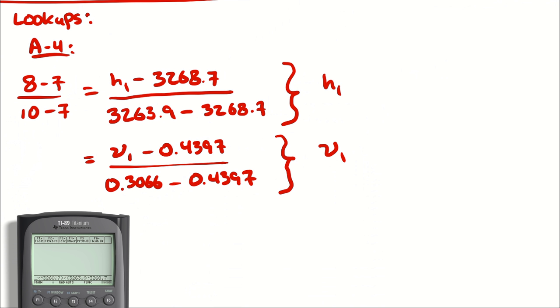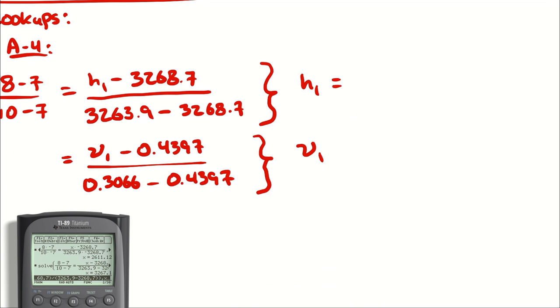(3268.7 divided by 3263.9) minus 3268.7. And then we are solving that for X. We are forgetting parentheses. Okay. So (8 minus 7) divided by (10 minus 7) is equal to (X minus 3268.7) divided by (3263.9 minus 3268.7). And this is incorrect because I typed the negative sign instead of minus. I'm using a keyboard here to type in on a TI-89 emulator, and some of the keys aren't exactly perfect. So look forward to more mistakes like that.